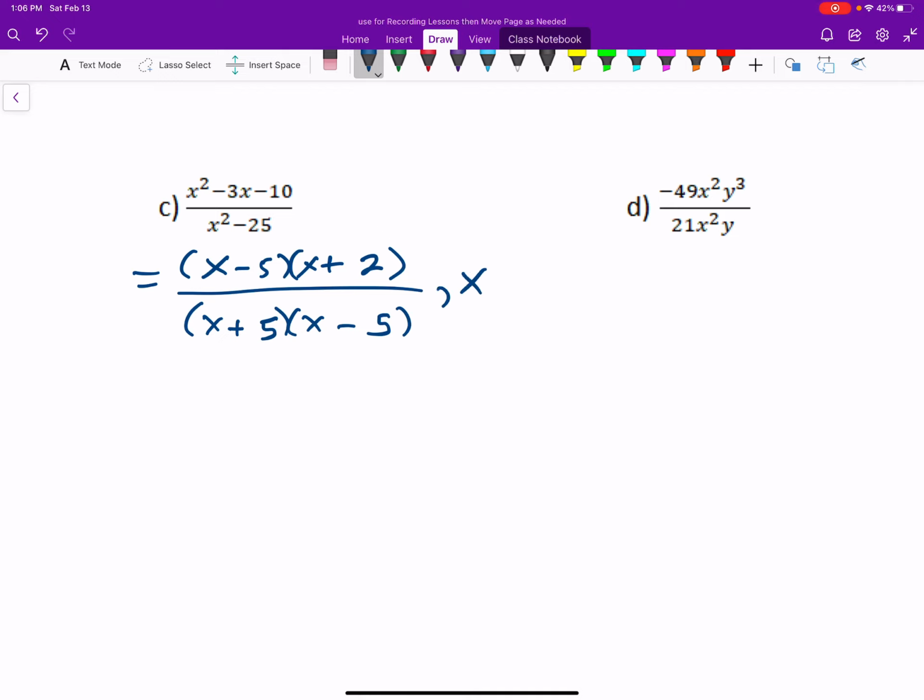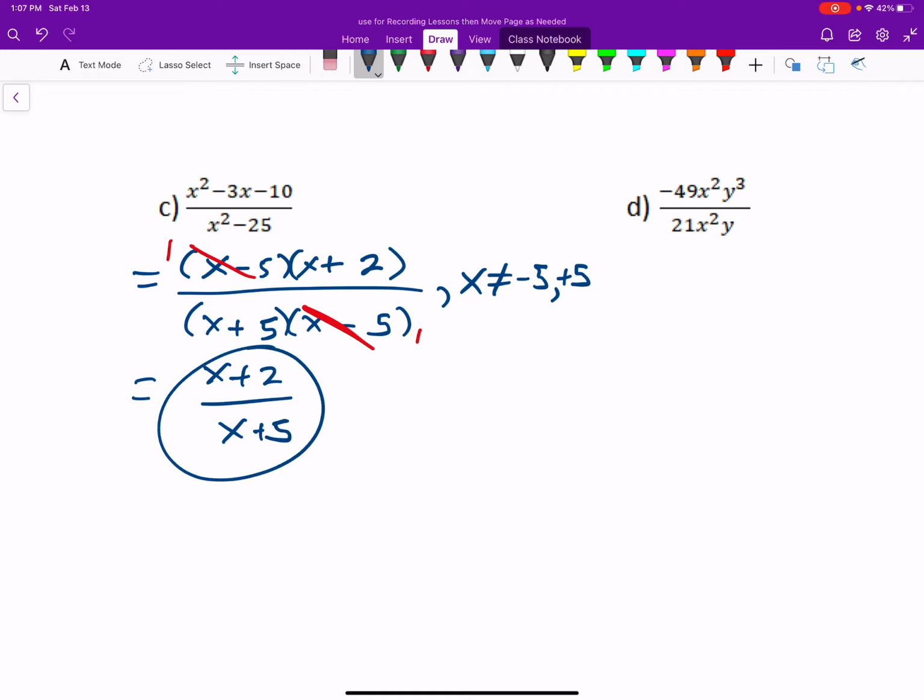My restrictions: x cannot equal minus 5 or positive 5. I'm going to write them separately again, but you could do plus or minus 5. The x minus 5 is my common factor that's on the top and the bottom, so I'll cancel those out. And I'm left with x plus 2 over x plus 5 as my simplified version, with the restrictions where x cannot equal plus or minus 5.